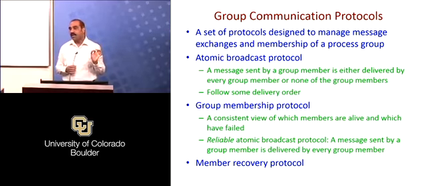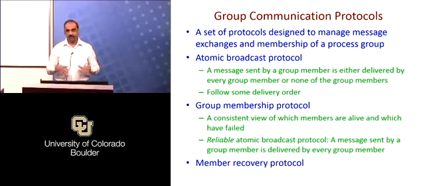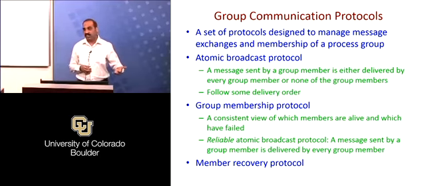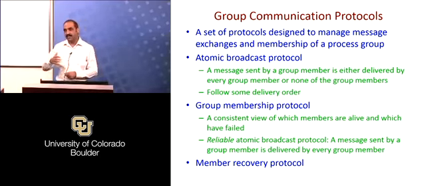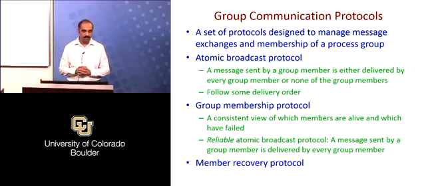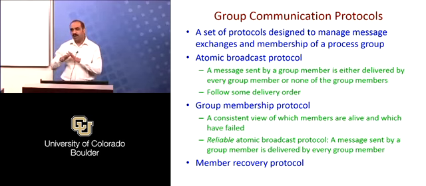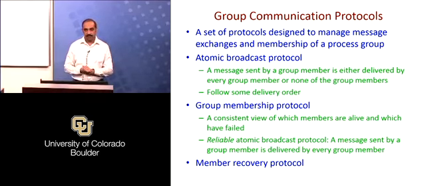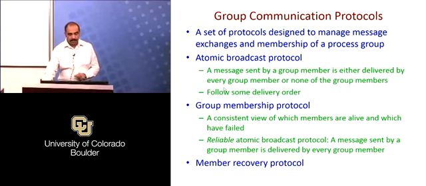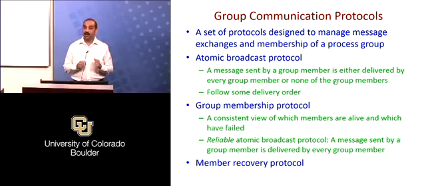The word atomic is important because remember that you're implementing this on an unreliable system, an unreliable network. ISIS is implemented on top of UDP. There are many group communication protocols; ISIS was one of the first ones. Since then, several group communication systems were built, and pretty much all of them were built on top of UDP. So a message that is sent by a group member is either delivered by every group member or none of the group members.